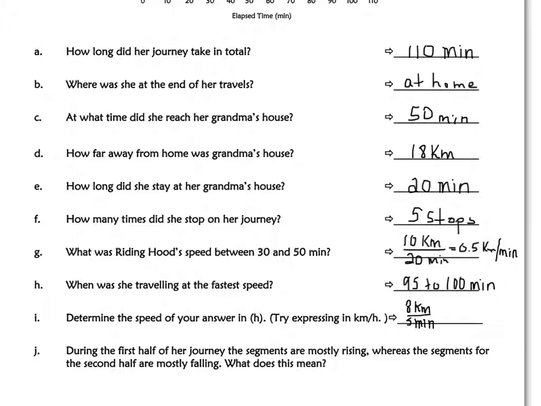Now this one wouldn't be too hard to change to kilometers per hour, because 5 minutes, if you multiply that by 12, you will get 60 minutes. So that would be times 12, which would be 96 kilometers over 60 minutes, which is the same thing as 96 kilometers an hour.